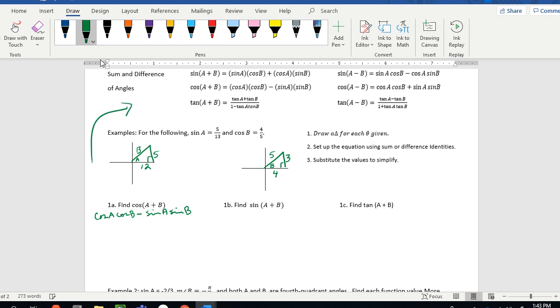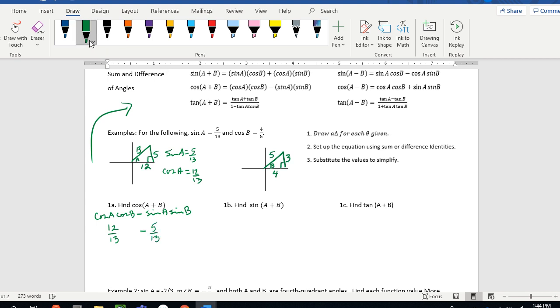When we fill this in, we find sine of A. I'm going to go back. Here's A. Sine of A is 5/13. Cosine of A is equal to 12 over 13. So if I start with cosine of A, I need 12 over 13. And then the sine of A is 5 over 13.